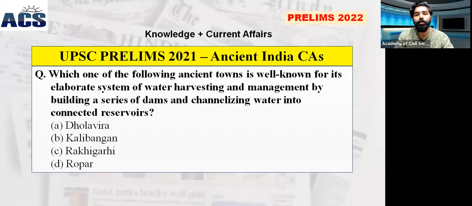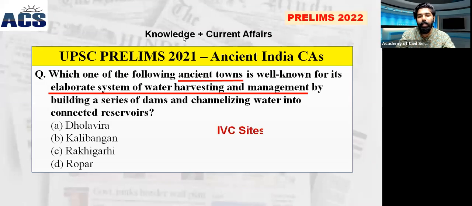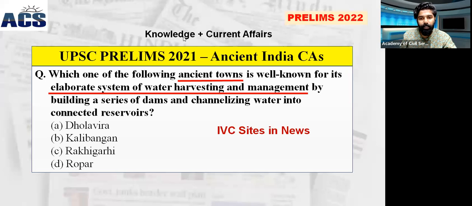Now, from the next question onwards, I will give you the question in a poll, and you have to solve it by answering in the polls. I will launch the poll for the question. After that, I will discuss these questions. This question was asked in 2021 with regard to ancient India, the IVC sites. This was a question with regard to IVC sites in the news. I will launch the poll. You can solve this question.